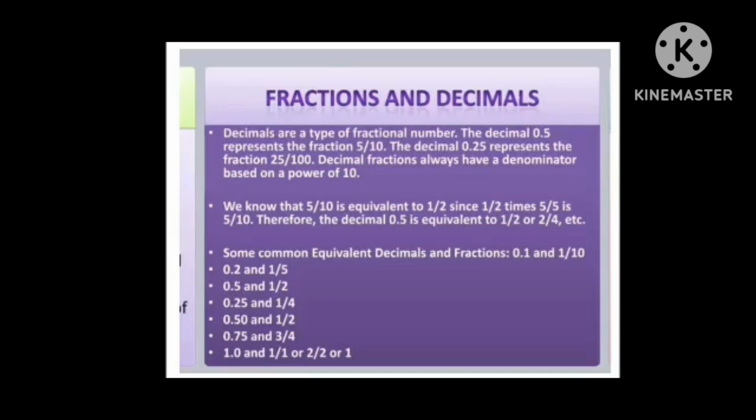Some common equivalent decimals and fractions: 0.1 and 1 over 10, 0.2 is 1 fifth, 0.5 is 1 half, 0.25 is 1 fourth, 0.50 is 1 half, 0.75 is 3 fourths.